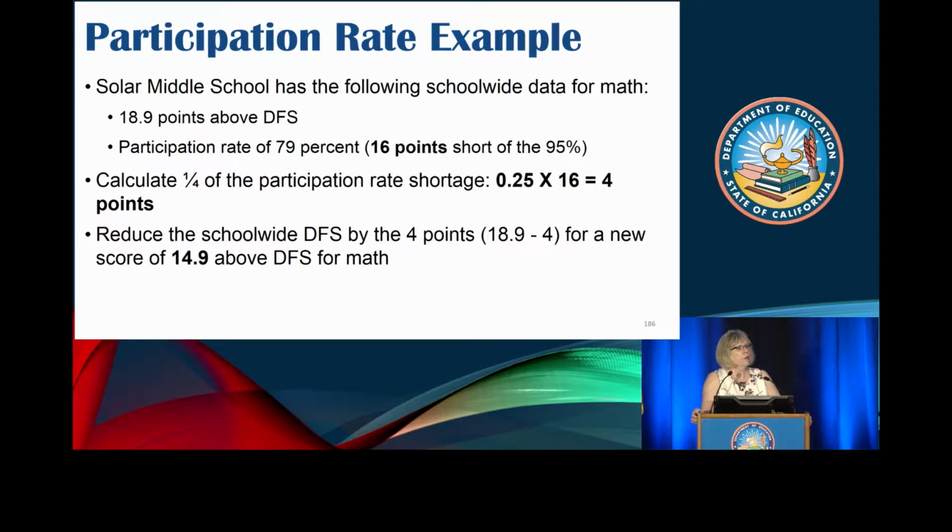Keep in mind that we could have a school that meets the participation rate and we won't do any adjustment at the school-wide level, but that school may have one or more student groups that did not meet the participation rate. If that is the case, we will make the adjustment to the student groups that did not meet the participation rate. So it is very possible that when you look at the distance from standard, there will be adjustments to some student groups and no adjustments to other student groups. We will be providing for everyone the participation rate at the school level and at the student group levels, so you can determine if there were any adjustments made to those scores. See, I told you it was simple.